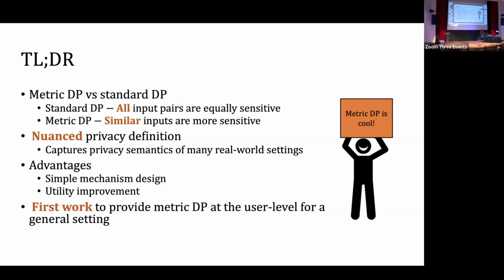We also saw that for some practical settings, like location data, DP's worst case assumption that the inputs are always completely different from each other is perhaps unnecessarily stringent in practice. And this is exactly where metric DP shines. It can provide advantages like simple mechanism design and improved utility while still providing meaningful privacy guarantees. And to the best of our knowledge, this is the first work to look at metric DP at the level of the entire collection of a user's data.